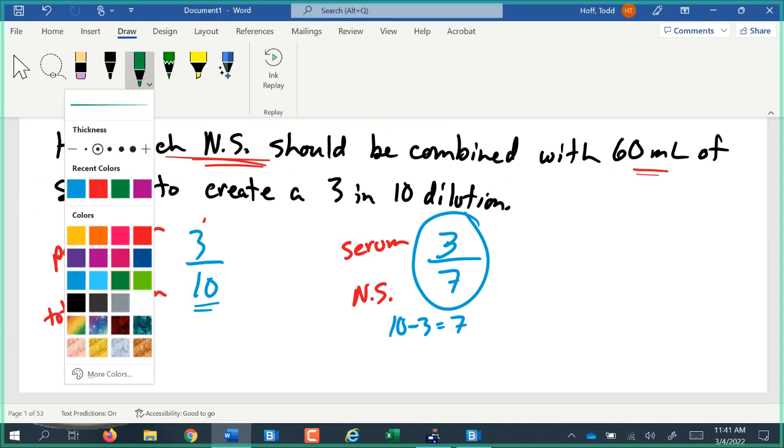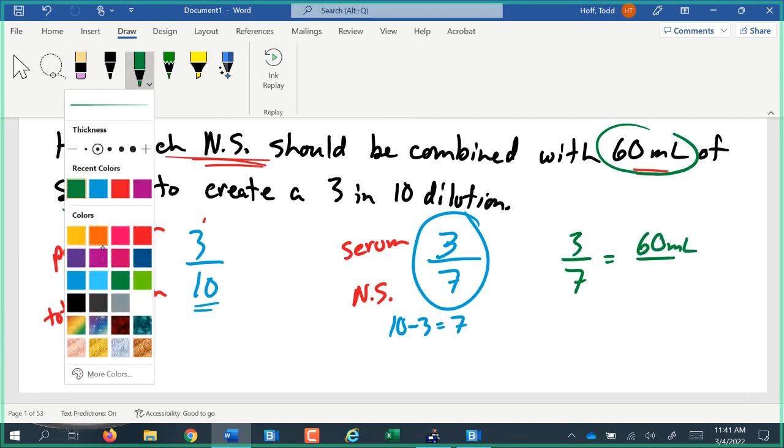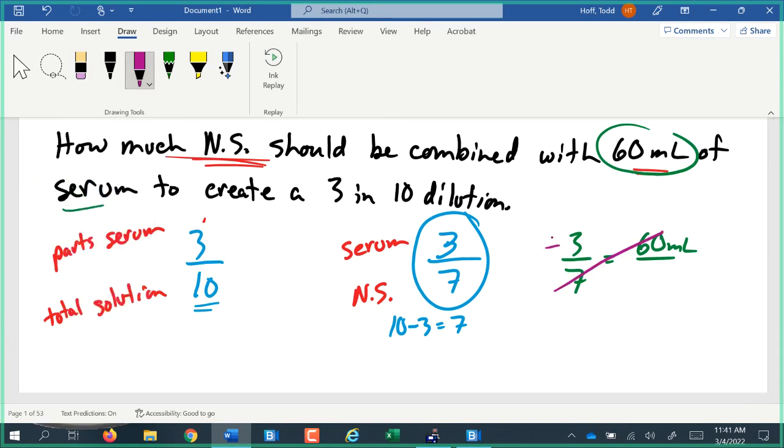And then, of course, we use that 3 to 7 ratio. The 60 milliliters is the part serum, so that goes with the 3. And then we cross multiply and divide. 7 times 60 divided by 3 gives us 140 milliliters of our saline or sterile water to mix with that serum to make that dilution.